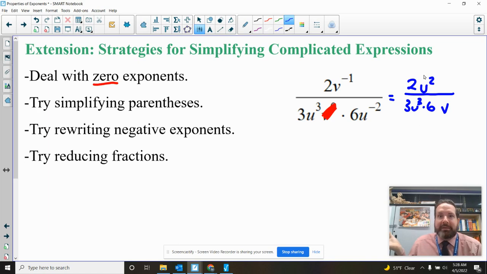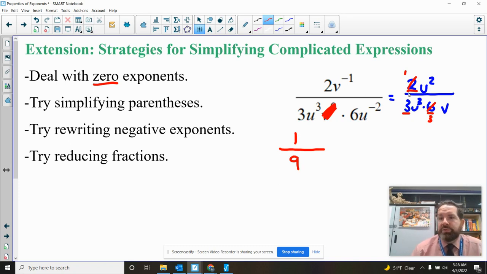It's less intimidating. Now let's simplify it like we've normally been simplifying things. Let's deal with just the numbers first. So what do we have? 2 over 3 times 6. So 2, 3, 6. Let's reduce. 2 goes into 2 once and into 6 3 times. So really what I have is I've got a 1 on the top and on the bottom a 3 times 3, which is 9. Coefficients are taken care of.